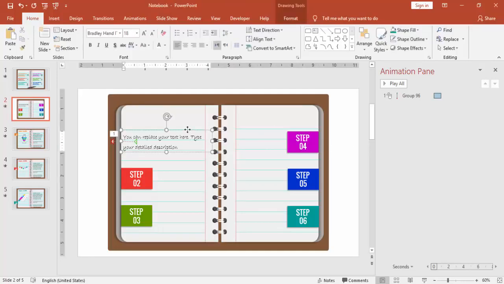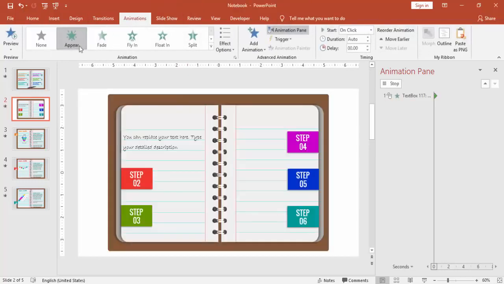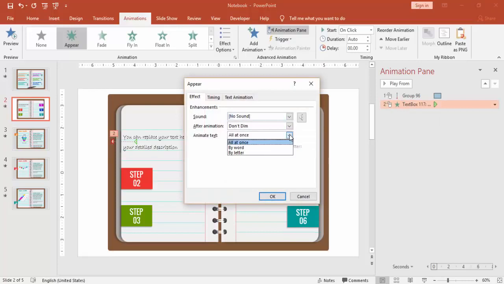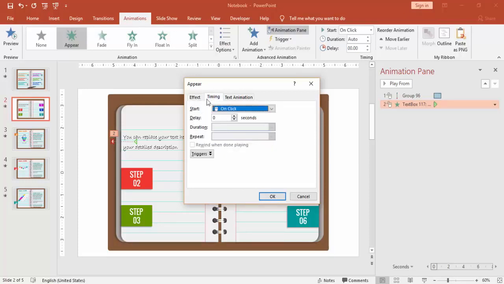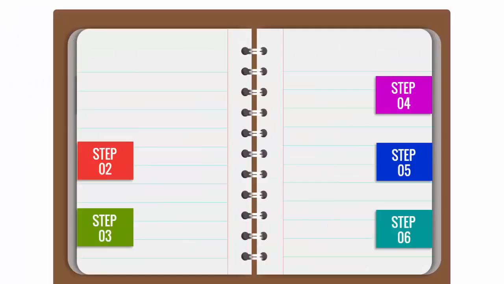and add the animation of the up here. Go to the properties of the animation, animate text, make it by letter, and instead of 0.5 make it 0.05, and click OK. So it will come one by one, and that should happen after previous. So if you see here, when I click, step 1 will come and then the text will appear.